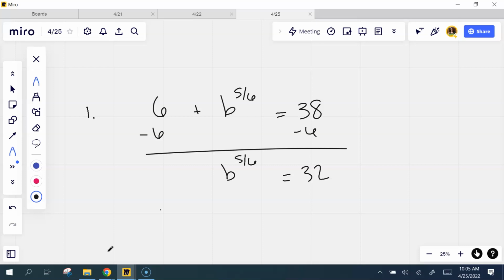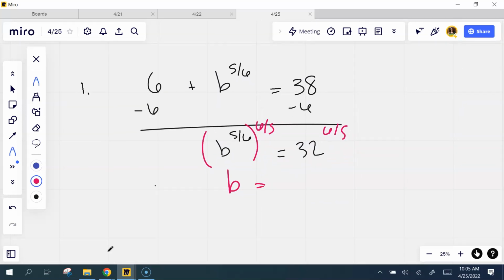Remember, we're raising to a reciprocal. We need that to cancel out, so we need to raise it to something that will cancel the 5/6 out. So Brian says 6/5, because when you have a power to a power, what do you do? You multiply. And when you multiply reciprocals, what do you get? 1. So this becomes b to the 1st, which isolates it.